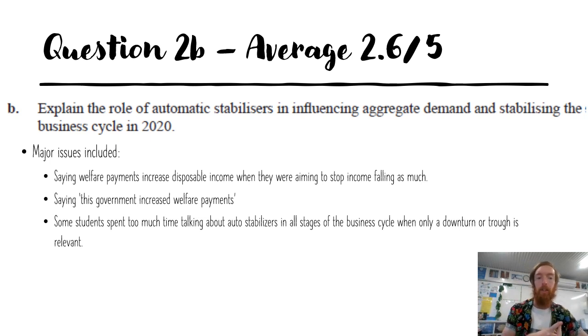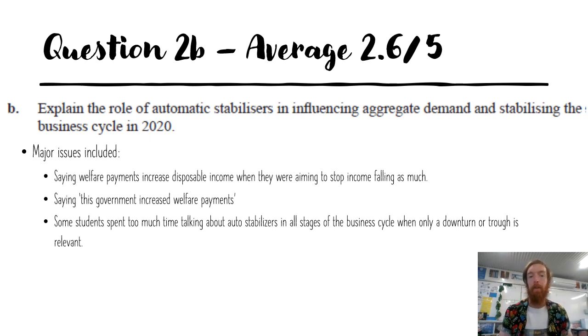So some of the major issues with this one were saying welfare payments increase disposable income, when realistically, as people move onto them, it's just stopping their income from falling as much. They're going from their working income to a transfer income. So those automatic changes to getting on unemployment benefits work to stop income falling as much.